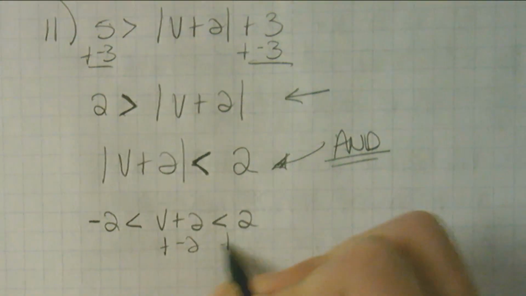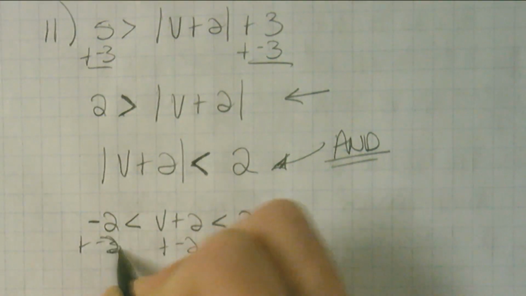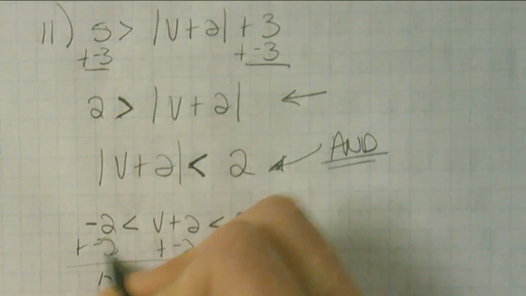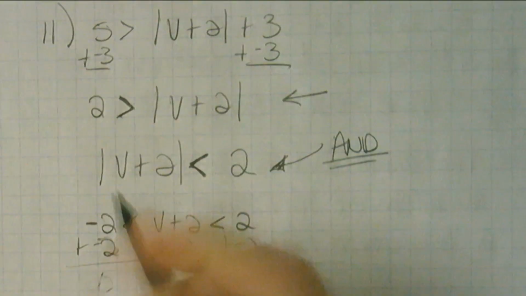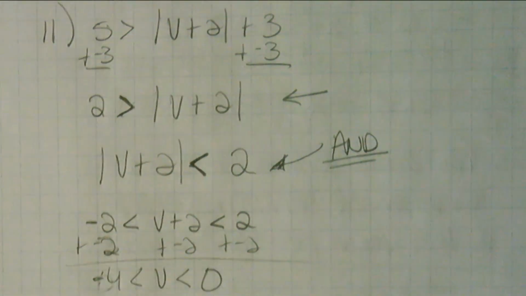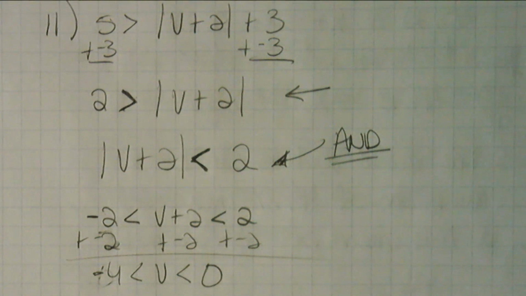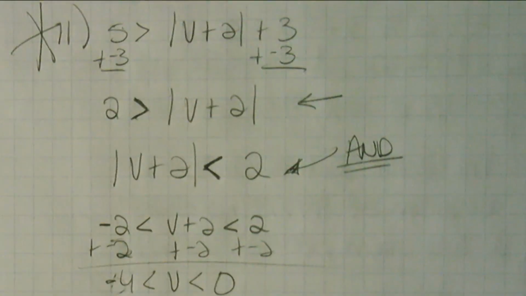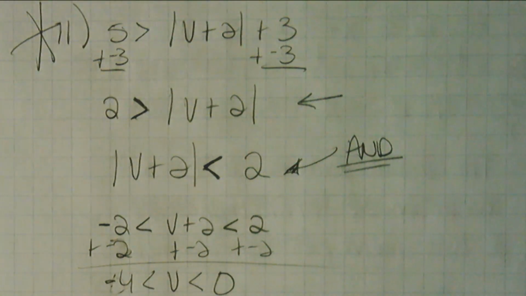I'm going to add a -2 to all three of the sides. And I get 0. Oops. Write that so I can see it. I have -4 is less than b, which is less than 0. I would put a big fat star next to that. Yeah, remember, absolute value always has to be on the left, the constant always has to be on the right, and then we determine if we have an and or an or.